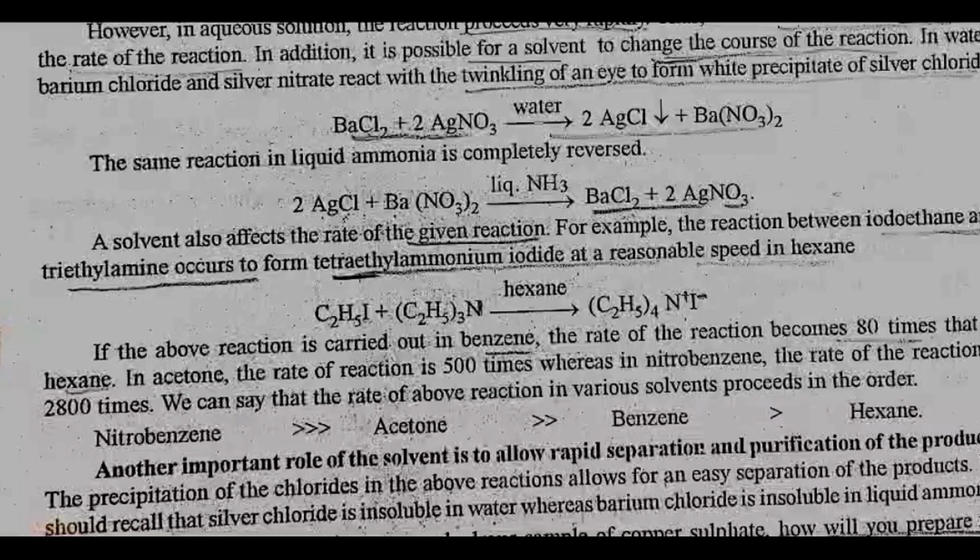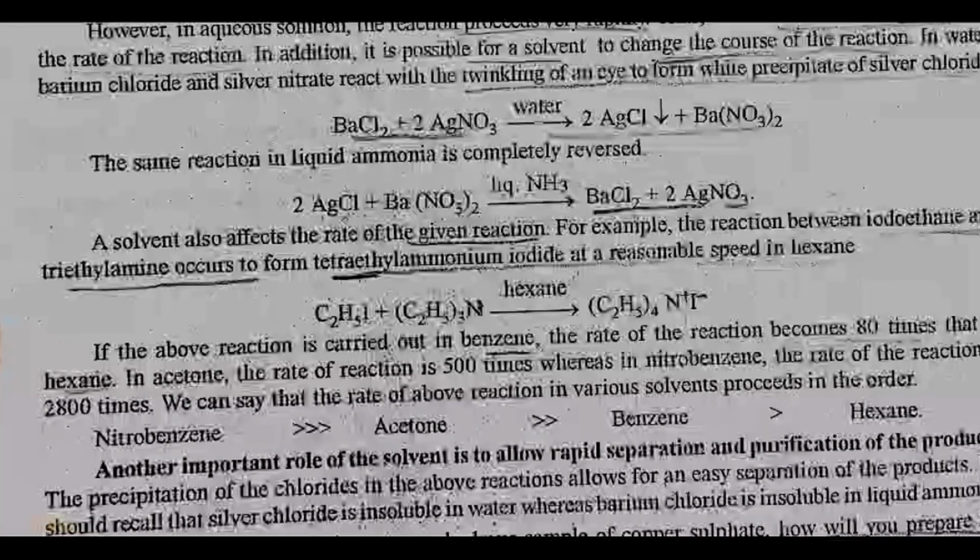A solvent also affects the rate of the given reaction. For example, the reaction between iodoethane and triethylamine occurs to form tetraethylammonium iodide at a reasonable speed in hexane. If the above reaction is carried out in benzene, the rate of the reaction becomes 80 times that in hexane. In acetone, the rate of reaction is 500 times, whereas in nitrobenzene, the rate of reaction is 2800 times. We can say that the rate of the above reaction in various solvents proceeds in the order: nitrobenzene is more than acetone, is more than benzene, is more than hexane.